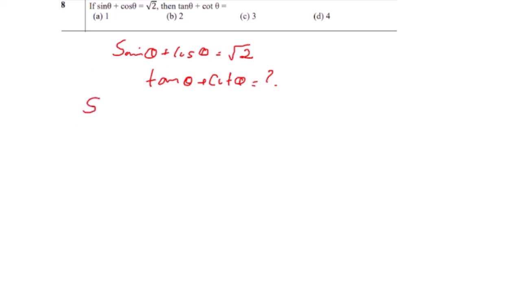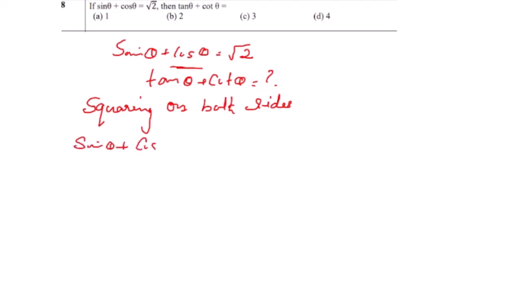So squaring on both sides. That is this equation, sin theta plus cos theta is equal to root 2. Then sin theta plus cos theta whole square is equal to root 2 whole square.